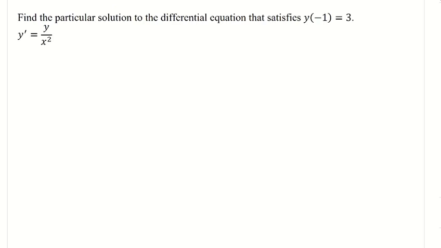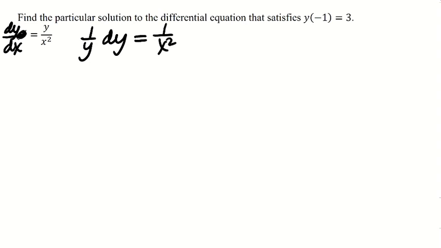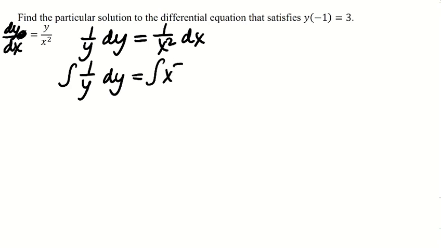All right, so here we've got another one. Except this one, we're going to need to divide by y. So it's going to be 1 over y. Oh, I guess I'm going to replace that with dy dx. So 1 over y dy equals 1 over x squared dx. Well, 1 over x squared isn't the easiest thing to take the antiderivative of. So I'm going to rewrite that as x to the negative 2.